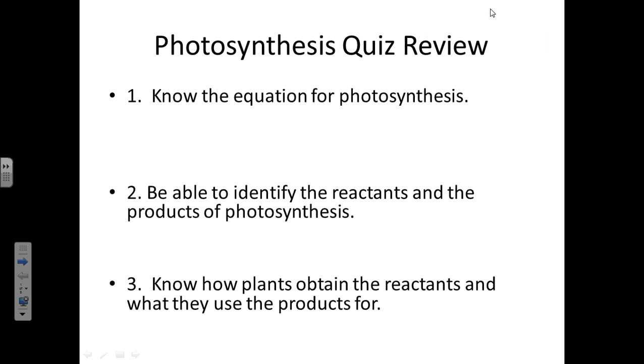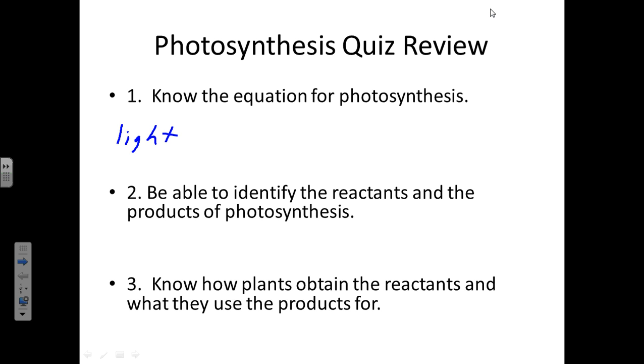All right, guys, so this is supposed to get you ready for the quiz, which will be Monday. So photosynthesis. First place you ought to start is by knowing the equation for photosynthesis. So let's write it out up here on the board. You have to memorize it, yes. You need to know the whole thing.